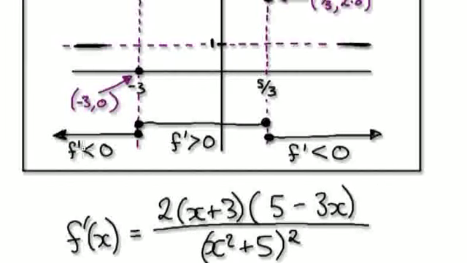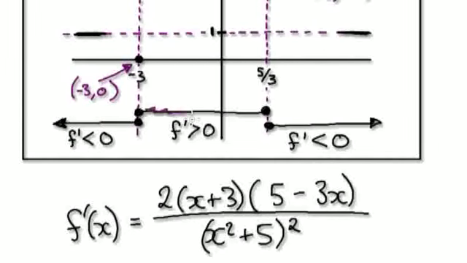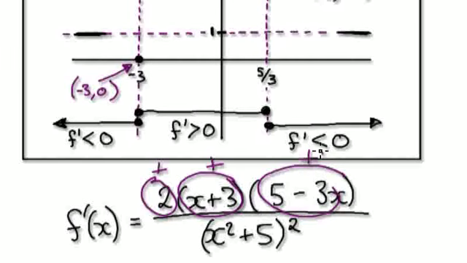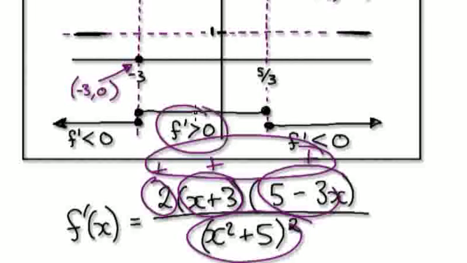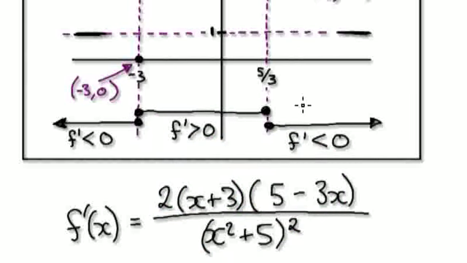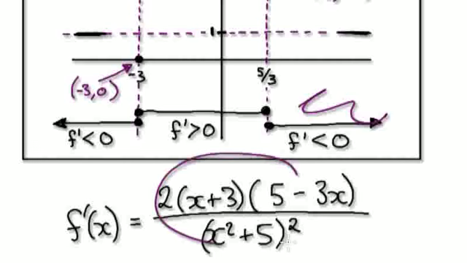Then you can use the same argument for this region here. First select something simple, let's say 0. Put 0 into here, and this one will be positive. Put 0 into here, and this one will be positive. The number 2 is a positive number. So collectively, this is positive and this is positive, so this thing will be positive. And use the same argument over here, and it will get to a stage where f prime will be negative.